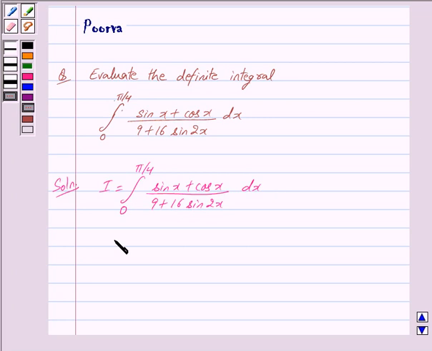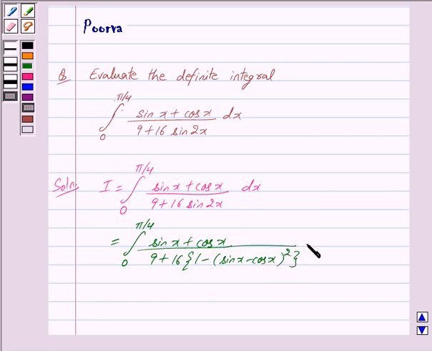This is equal to the integral from 0 to pi by 4 of (sin x plus cos x) upon (9 plus 16 into (1 minus (sin x minus cos x) whole square)) dx. Now I will tell you how we have got this second step.